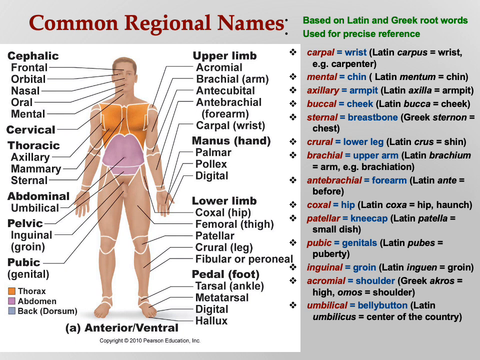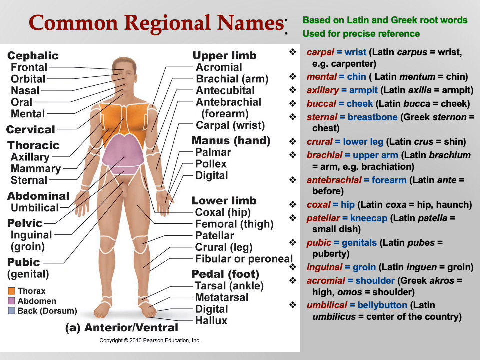Antebrachial is your forearm. There are two ways to spell anti. Anti with an E, anti with an I. Anti with an I means against or the opposite. Anti with an E means before or in front of. So the antebrachial region, your forearm, is in front of your upper arm. That's why it's called antebrachial.